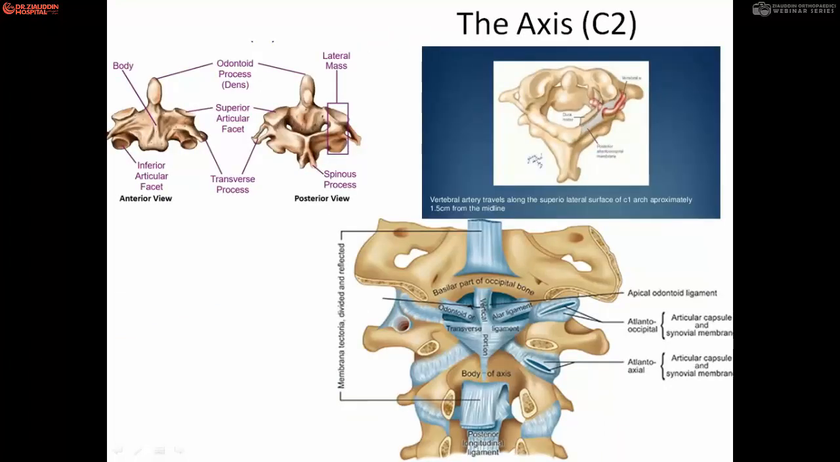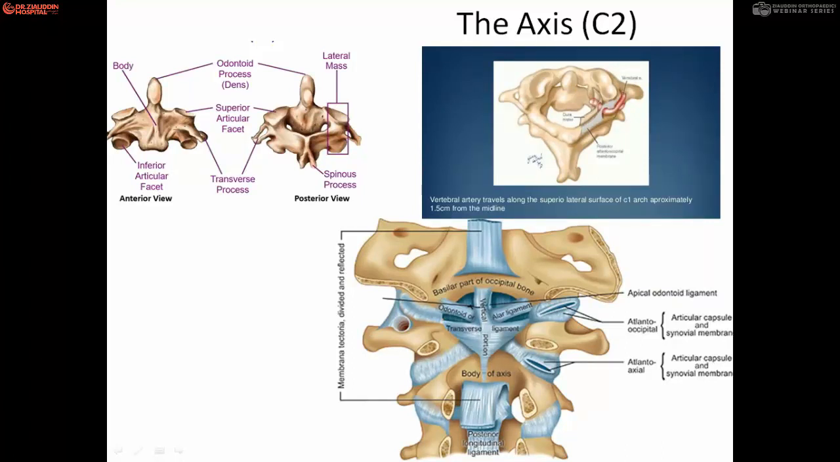Coming to the axis, the most distinctive feature of this vertebra is the strong odontoid process, called the dens, which rises perpendicularly from the upper surface of the body. It provides attachment to different ligaments. At the apex it provides attachment to the apical ligament, and on each side there are alar ligaments. Encircling the dens along with C1 is the transverse ligament, and as we mentioned, the transverse ligament is stronger than the dens. The apical and alar ligaments both limit rotation of the upper cervical spine.